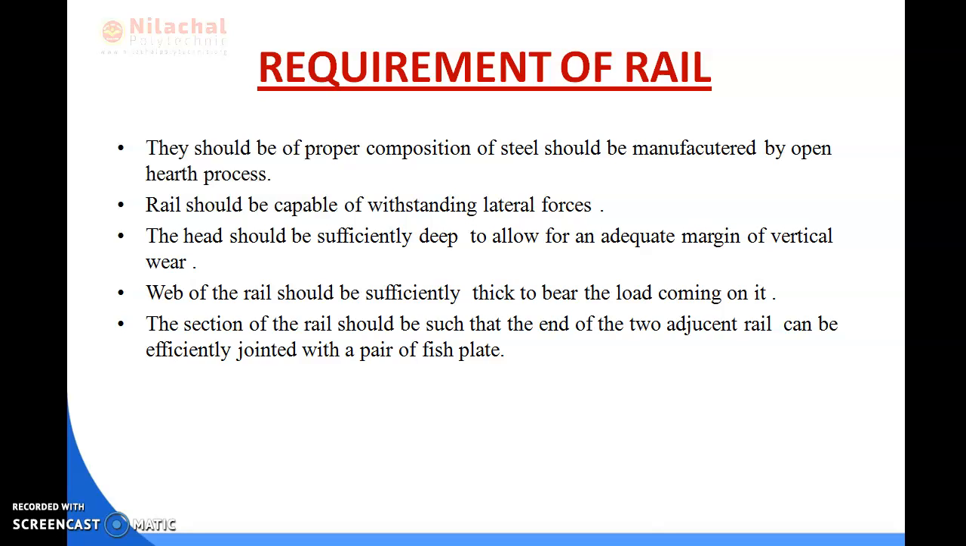efficiently joined or properly joined with fish plates that can reduce the load on the joint portion, and the surface of the rail table and gauge face should be sufficiently hard to resist the wear from the train load. Okay, and this is all about the requirements of a rail. So for an ideal track, the rail should have these components and properties. After that, the train will move safely and smoothly.